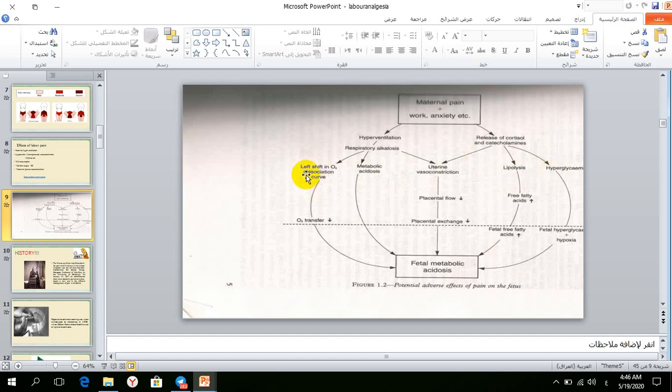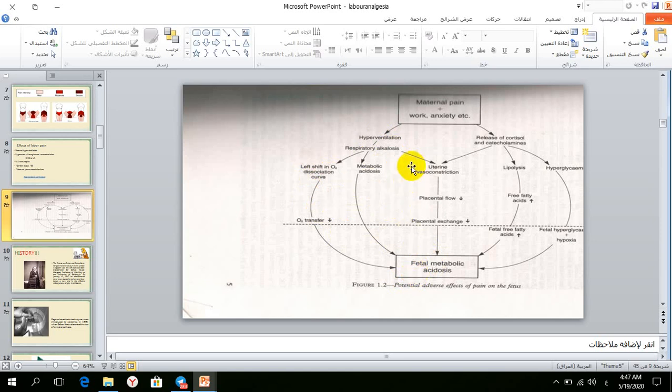When we have a left shift in the oxygen dissociation curve, what happens? Oxygen transfer will decrease, and we will have fetal metabolic acidosis. From the beginning, when we have hyperventilation we have respiratory alkalosis, and as a result metabolic acidosis. This also causes fetal metabolic acidosis.